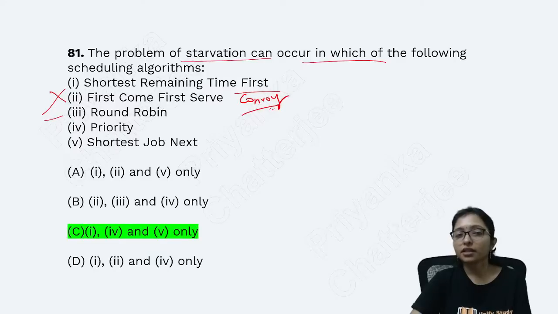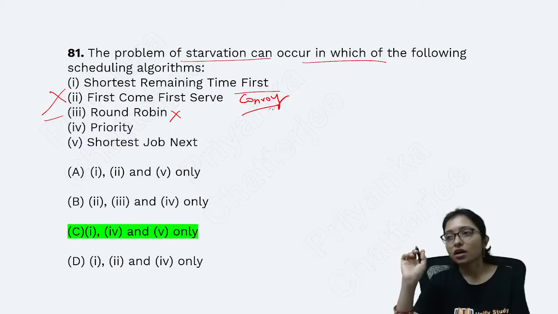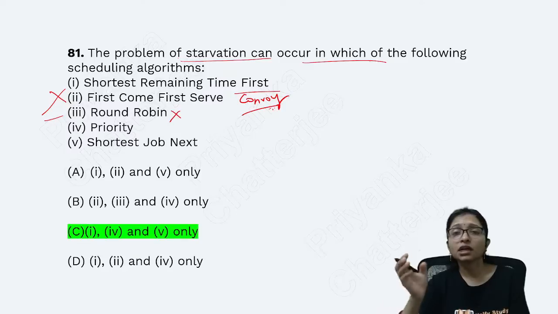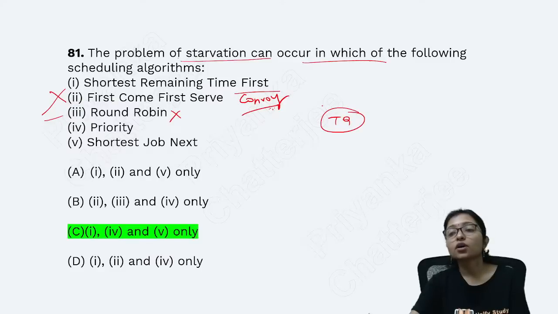Round robin, there is also no starvation, because I am dividing every slot into a time quantum. Each time quantum I am forcefully taking the process out and giving a chance to another one. That's why there is no starvation here.